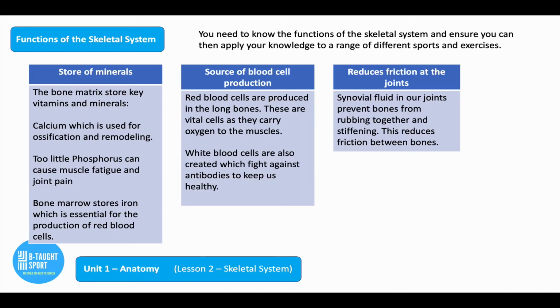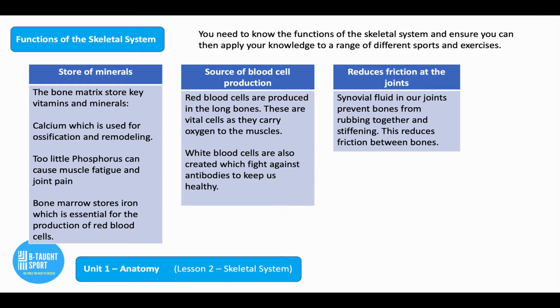Store of minerals. The bone matrix stores key vitamins and minerals, specifically the long bone, but calcium, which is used for ossification and remodeling, is stored in your bone. If we don't have enough phosphorus, which is stored in the bone, it can cause muscle fatigue and joint pain. And bone marrow stores iron, which is essential for the production of red blood cells. And bone marrow is found in the epiphyses of the long bone, which was in the image at the start of the video. Source of red blood cell production.